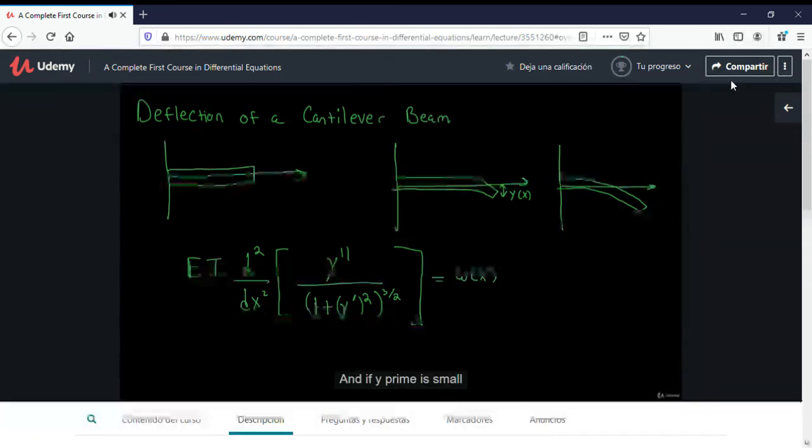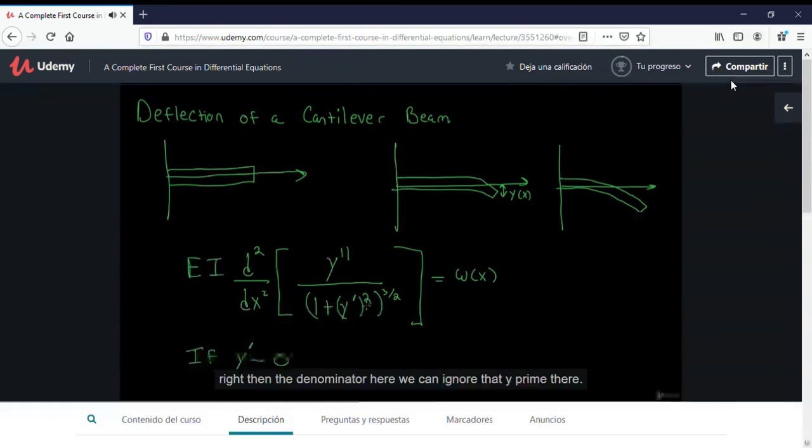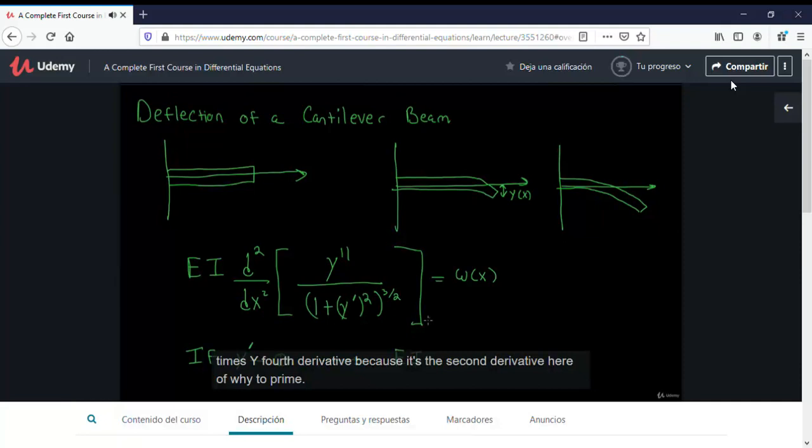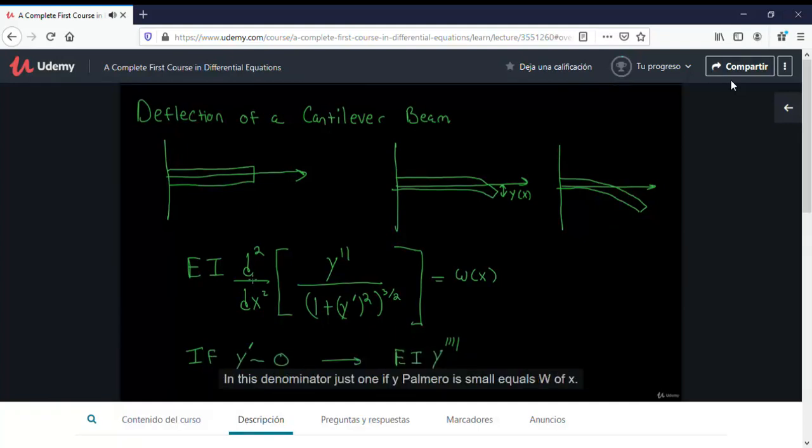And if y prime is small, then the denominator here, we can ignore that y prime. And so then this differential equation just becomes E I times y fourth derivative, because it's the second derivative here of y double prime, and this denominator is just 1 if y prime is really small, equals w of x.